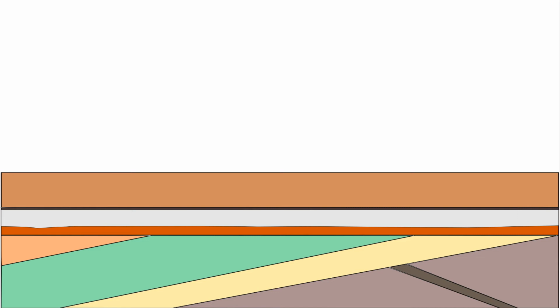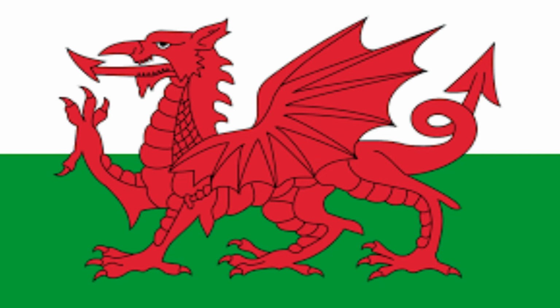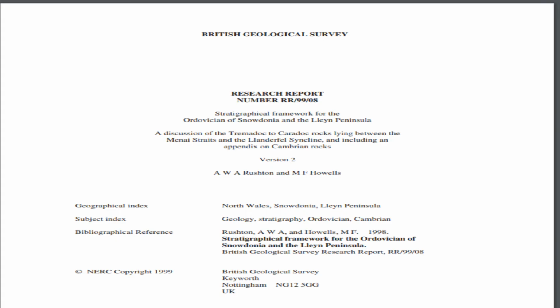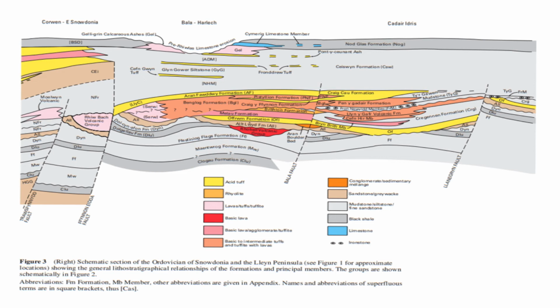As we have finished that example, let's move on to a real-world example, the low to mid Ordovician Ogwen group, to apply these methods. As the rock formations are in Welsh, and I don't speak Welsh, I'm going to use abbreviations given by the paper Stratigraphical Framework for the Ordovician of Snowdonia and the Leyland Peninsula. Link in the description. We will be ignoring the left side of this diagram to ease our life.